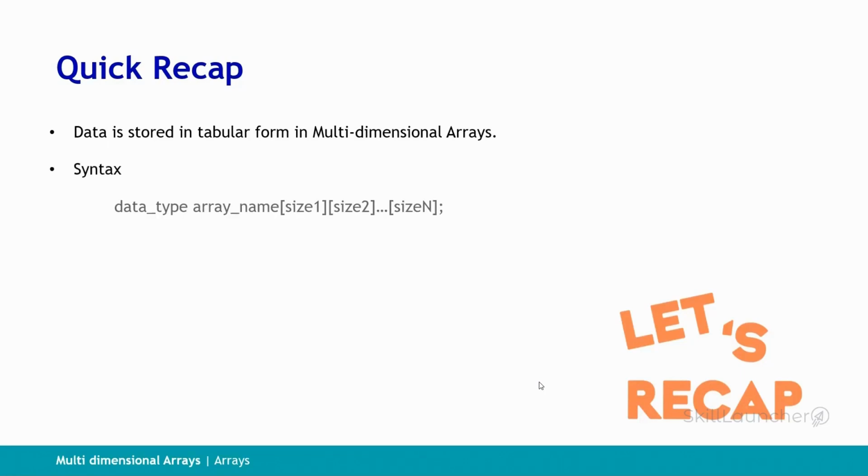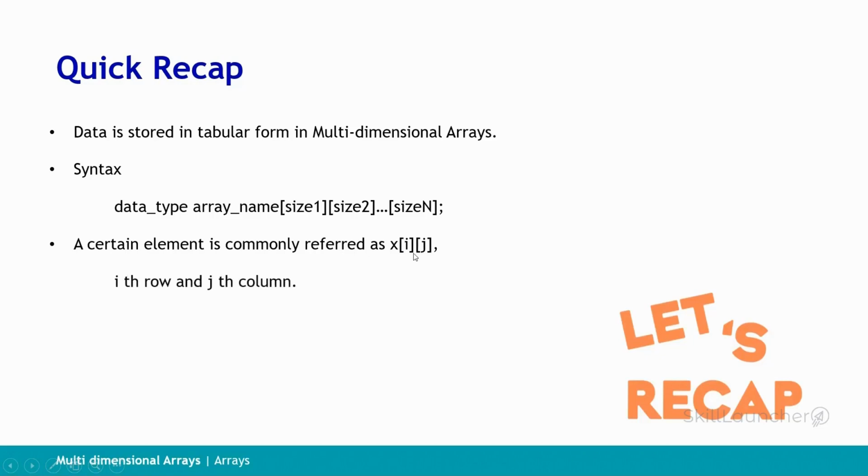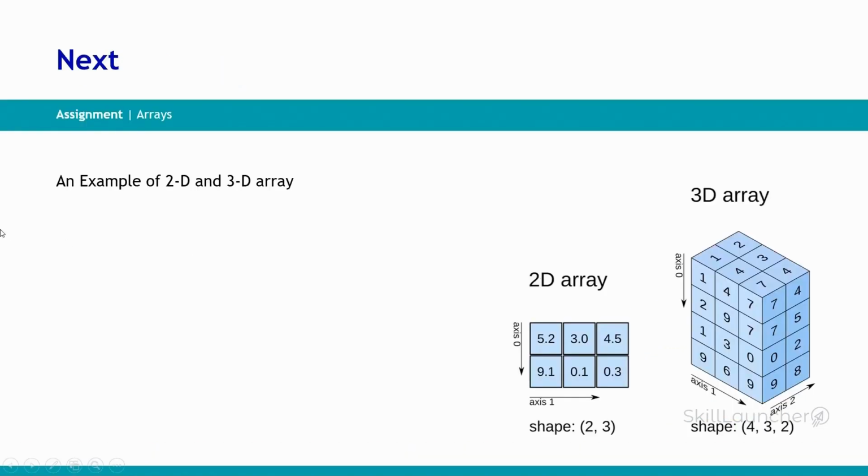Let's have a quick recap about multidimensional arrays. In a multidimensional array, data is stored in tabular form. The syntax for array declaration is data type followed by array name, and the size of each dimension is specified in separate square brackets. A certain element is commonly referred to by specifying the row number and column number in the square brackets separately. Here, it means that the element lies in ith row and jth column. Next, we will be discussing an example of 2D and 3D array to get a better knowledge of how to access elements and print the elements of a multidimensional array.